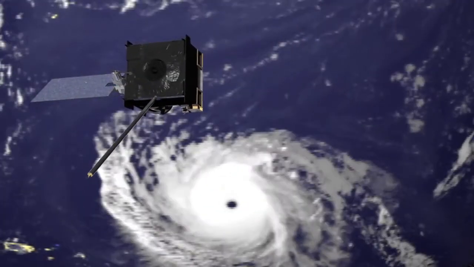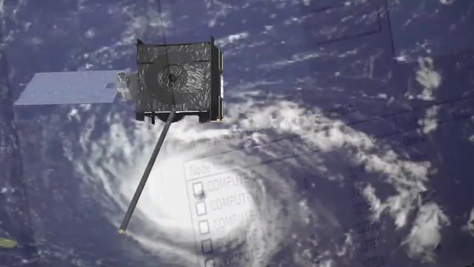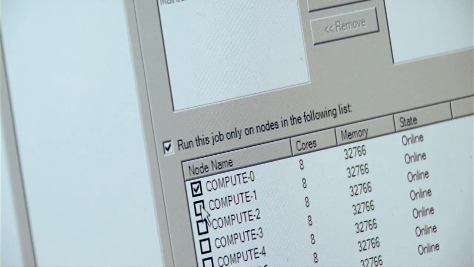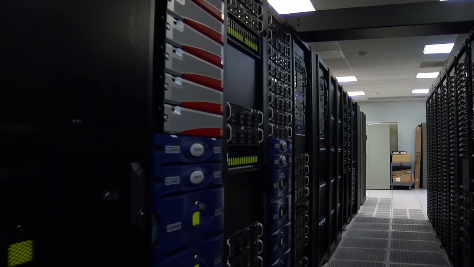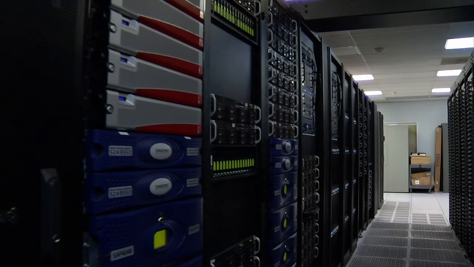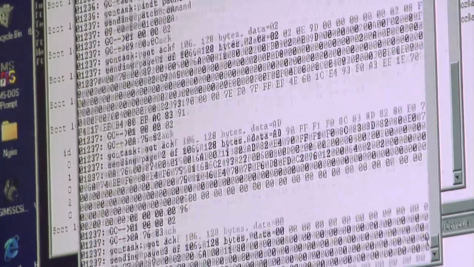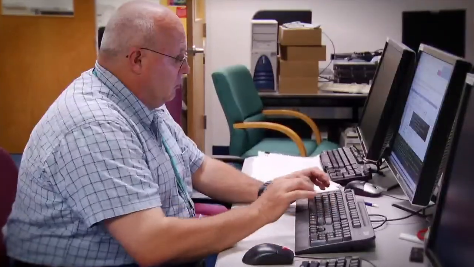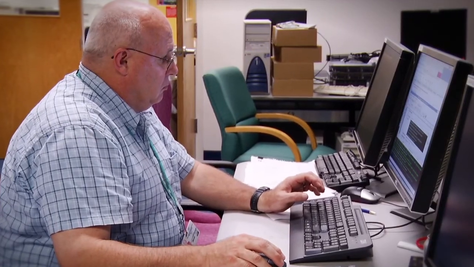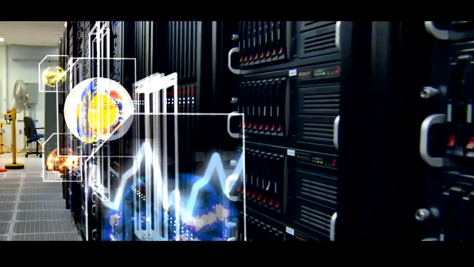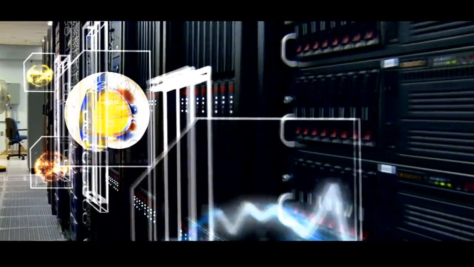To get a more complete picture of the storm and predict its evolution, scientists entered the data into a computer model. Then, high-powered supercomputers, capable of trillions of calculations per second, crunched the numbers. This process is called data assimilation. Data assimilation is a two-step cycle that repeats itself whenever new data becomes available.